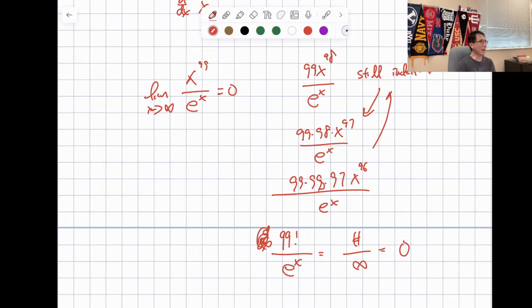It doesn't matter what kind of derivative you take. If you study the rate, at first x to the 99 is going to be larger than e to the x. But eventually, e to the x will overtake x to the 99, believe it or not. You just have to go to a very large number to do that. That's one of the things that a lot of people need to know.